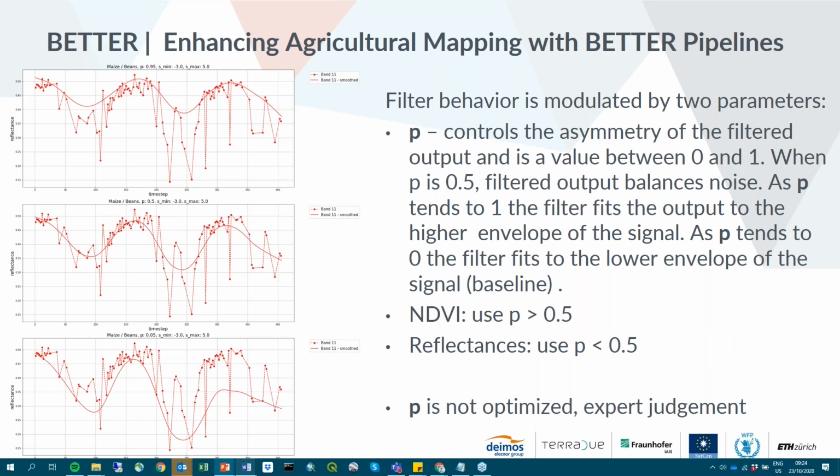Conversely, if you reduce p towards 0, then the fit is to the baseline of the signal. This is the kind of thing you want for reflectances, where noise tends to increase the value of the reflectance through things like cloud cover. You still have to be careful with cloud shadow, so you can't push the p-value very, very low. The drawback is that p is not optimized, so it relies on expert judgment, and a fixed value is applied across the board. But its influence, of course, when it goes from 0.95 to 0.05, is quite noticeable. But within reason, if you use 0.95 or 0.9, it's not going to change a lot in terms of the output.